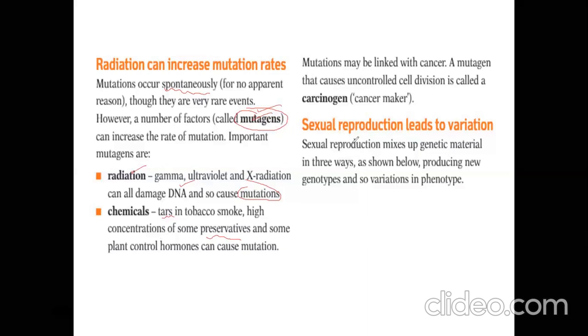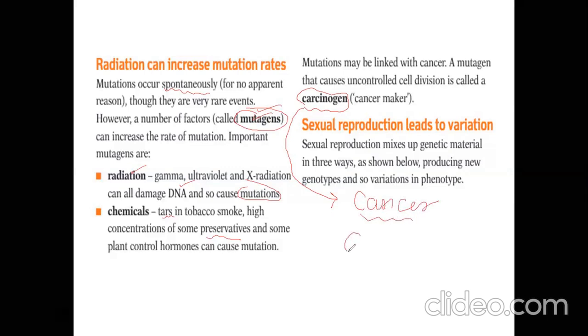Mutation may link with cancer. A mutagen that causes uncontrolled cell division is called a carcinogen. A carcinogen is actually a chemical that can cause cancer.